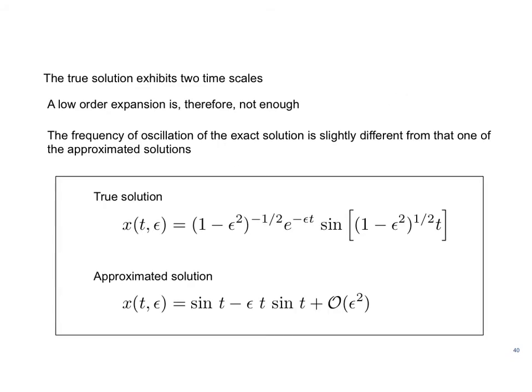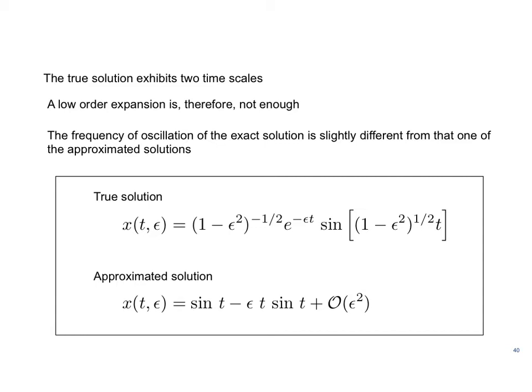So here is the comparison one by one, the true solution and the approximated solution. There are very strong differences. So the appearance of the two time scales, this is the slow time you see here. This is the envelope, the exponential decay envelope, and we have here the time of the oscillations. And additionally, we see that there is a slight shift in the frequency. So here the frequency is 1, here the frequency is just a little bit less, depending on the value of epsilon.